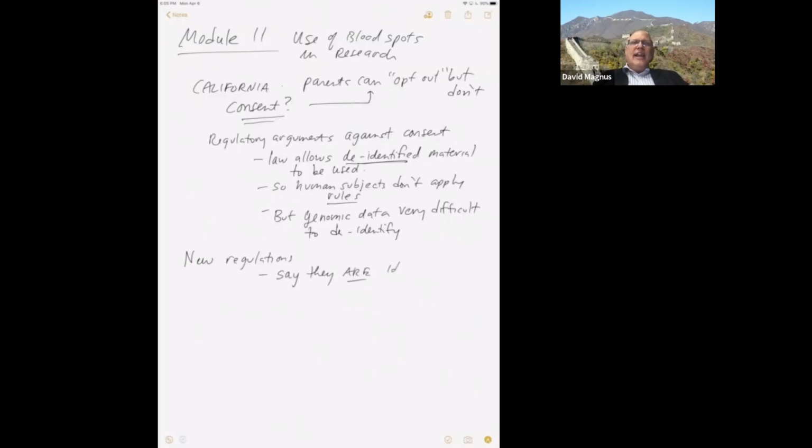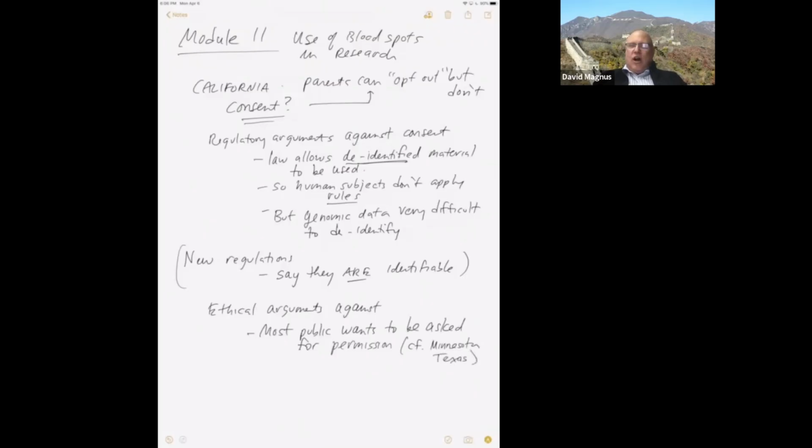In addition to this regulatory argument, there's also an ethical argument against using samples for research without consent. A lot of bioethicists have done studies and surveys, and they show that most of the public wants to be asked for permission before their samples are used. In fact, the people behind the campaigns in Minnesota and in Texas that led to the destruction of their blood spots, what the leaders all said was, I would have consented and let you use my blood spots, but doing it without my permission is just wrong, and therefore we thought that these blood spots should be thrown out, and you shouldn't be allowed to do this unless you ask for permission first.